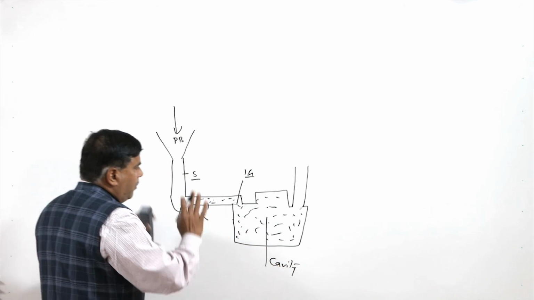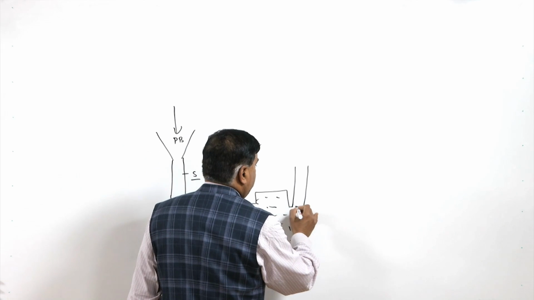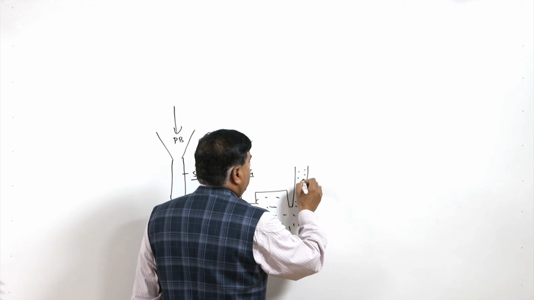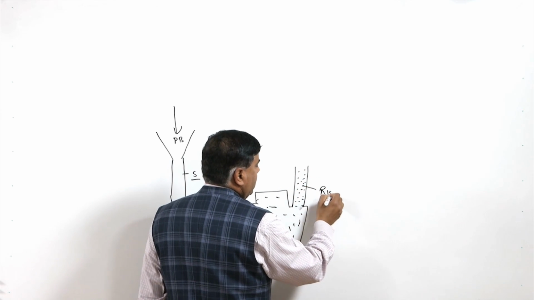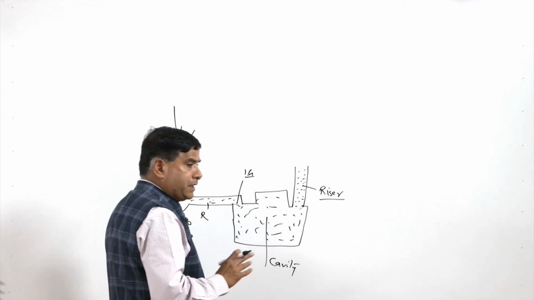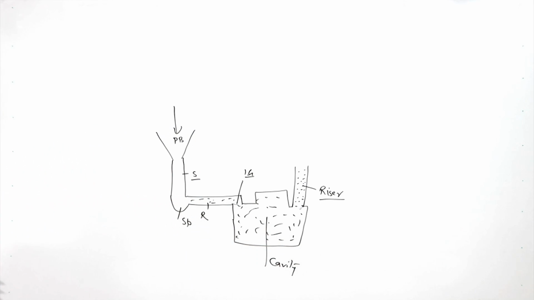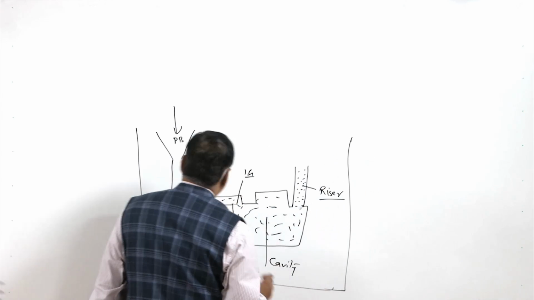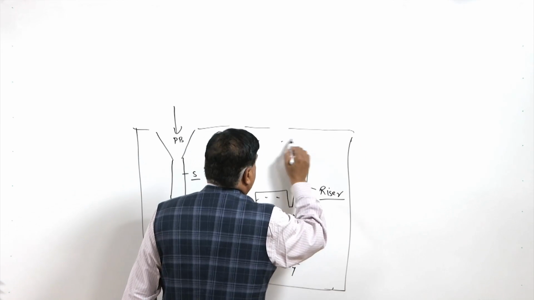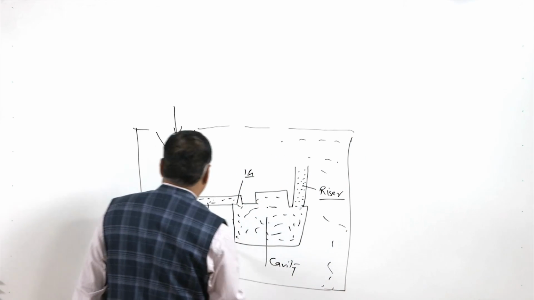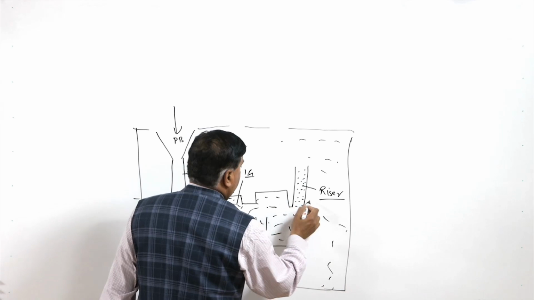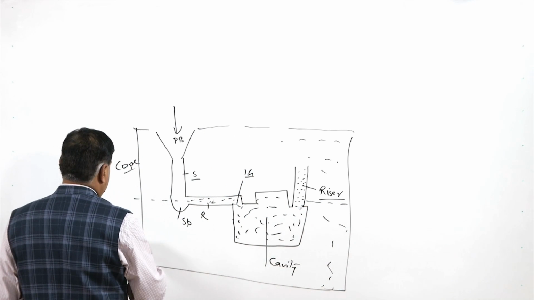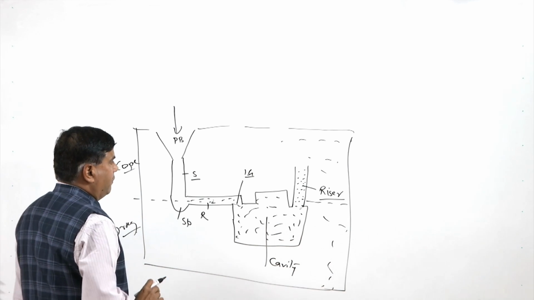Once the pouring is over, molten metal has filled the mold cavity. The molten metal will be rising in the riser, which will be used for compensating the shrinkage on account of the liquid to the solid state transformation. In case of the sand mold, the entire rest of the space is filled in by the sand. Here parting line may be here, and this is the cope portion, and this is the drag portion of the flask.